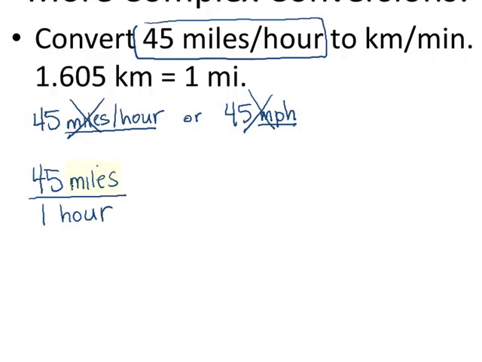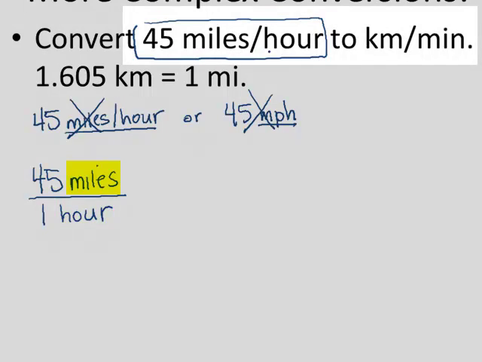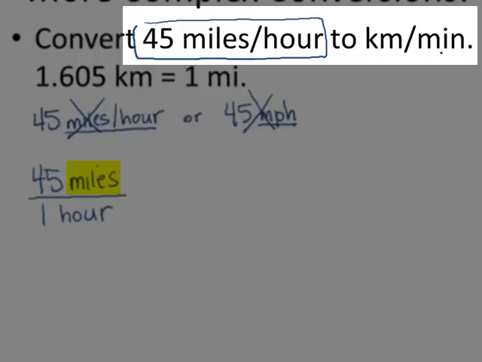So we have a unit of miles and we have a unit of hours. You can convert either one first. There's no wrong answer. Since it's on top, I'm going to choose to convert the miles first. In this question, it's asking me to change from miles per hour into kilometers per minute. So my miles has to change to kilometers. My hours has to change to minutes.